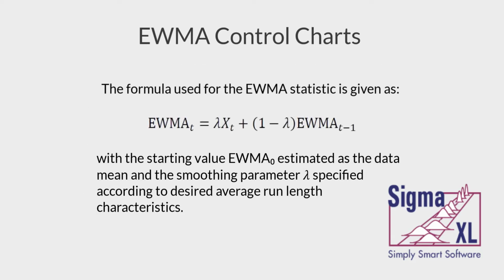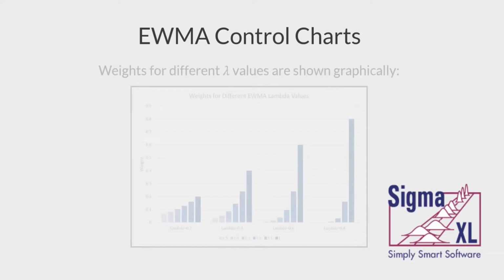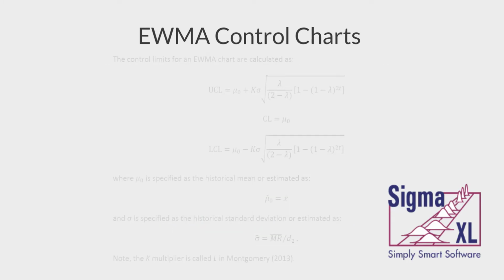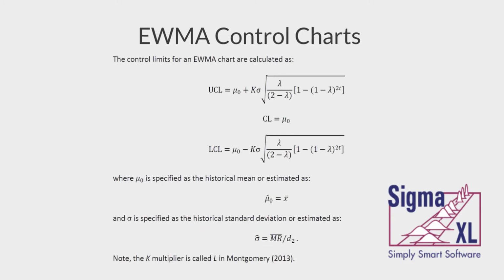The formula used for the EWMA statistic is shown, with the starting value EWMA 0 estimated as the data mean and the smoothing parameter lambda specified according to the desired average run length characteristics. The use of average run length calculators will be covered in part 3 of this video series. Weights for different lambda values can be demonstrated graphically. Note that the K-sigma multiplier and the lambda values affect the control limits. For more information about the control limit calculations for the EWMA chart, see the SigmaXL workbook.